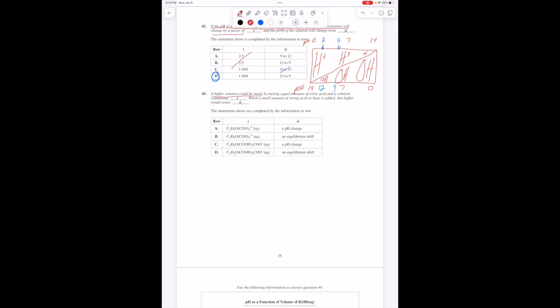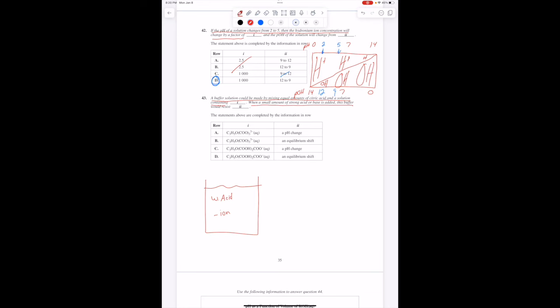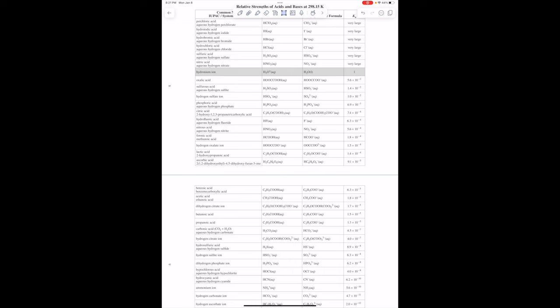A buffer solution could be made by mixing equal amounts of citric acid containing, all right, and a small amount of strong acid. Okay, awesome. These are easy. Here's what a buffer is. You guys remember this. A buffer is a weak acid with its negative ion. Okay. So I take a weak acid. Given my choices here, because these aren't going to be on our chart. C3H5O, yeah, that is on our chart. That's it right there. Okay. So that one.